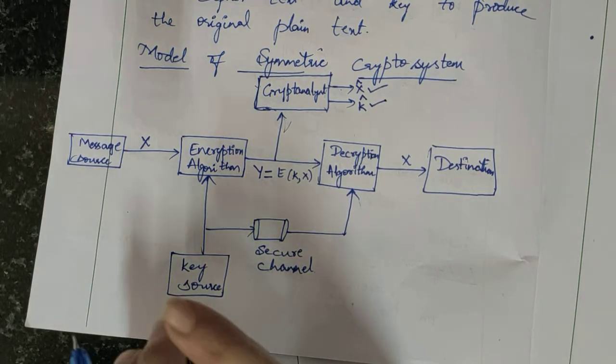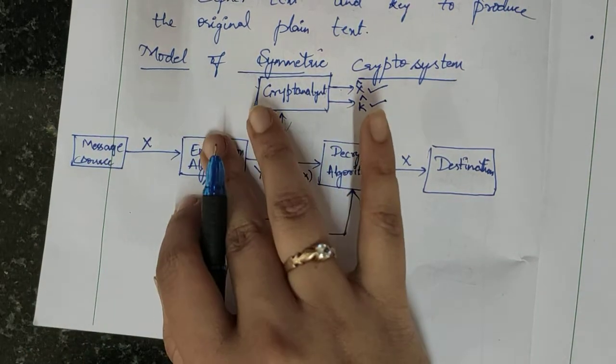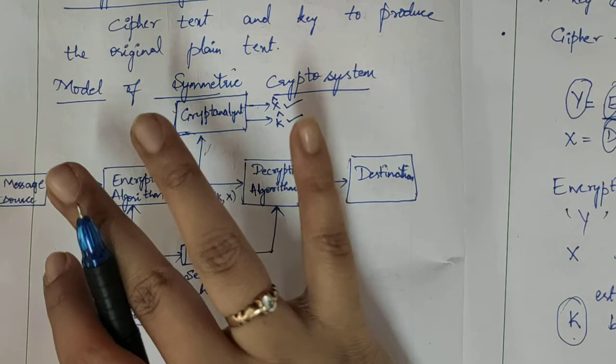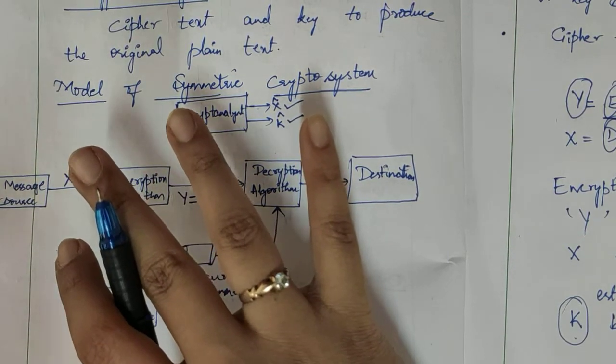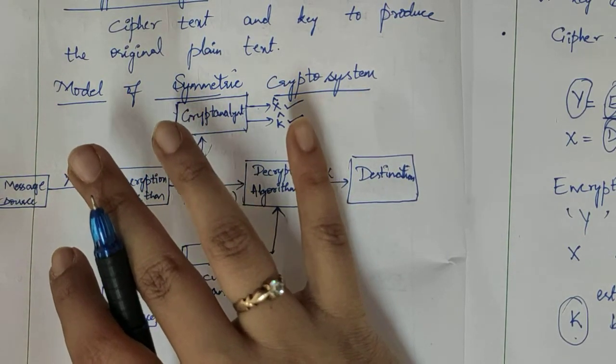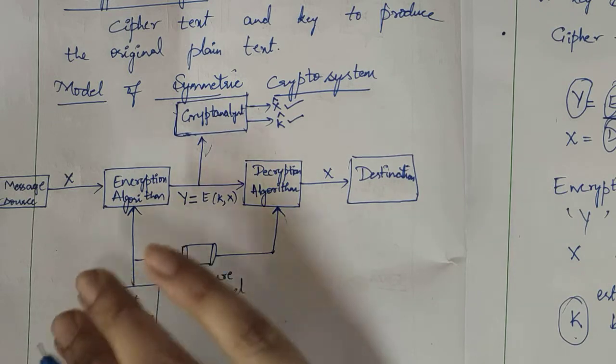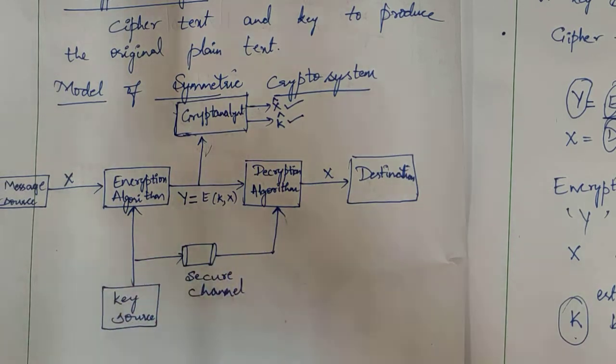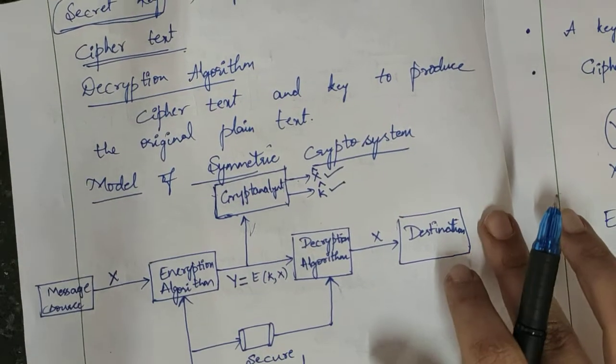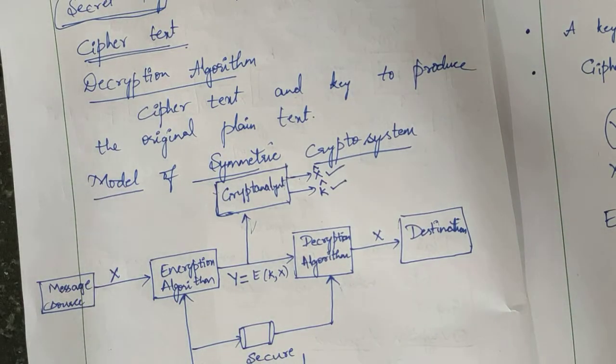Okay, using this process the opponent may know the encryption and decryption technique, and he might find the plain text which needs to maintain secrecy. Okay, so this is about the model of a symmetric crypto system.